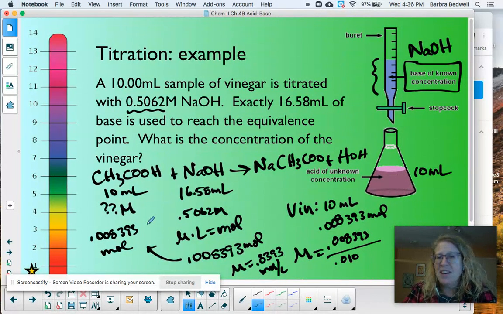Okay, so there you go. That's some introduction to some acid-base neutralization reactions. I've also introduced the concept of what titration is. We're going to go into this one way more in depth later on. So I hope you liked it, and I will see you in class.